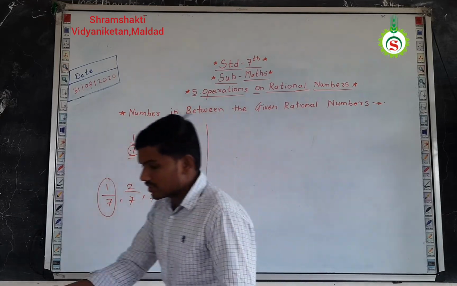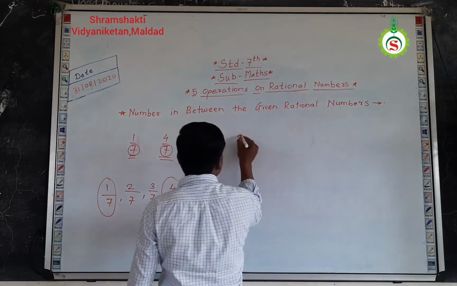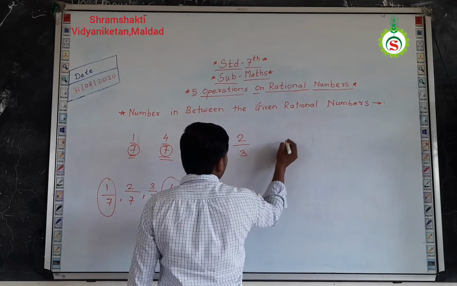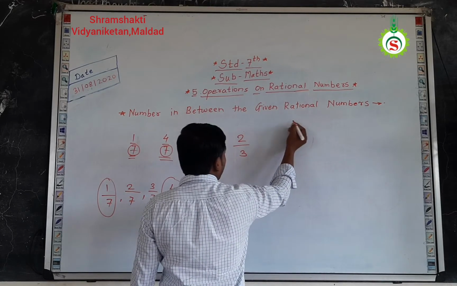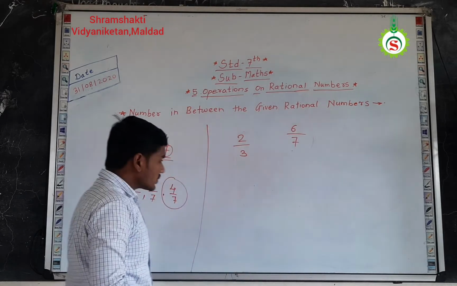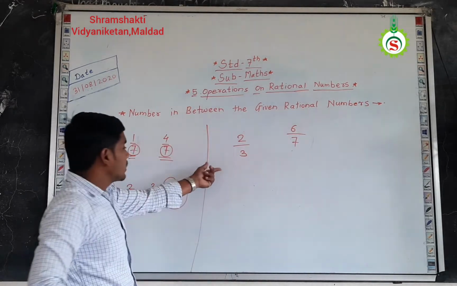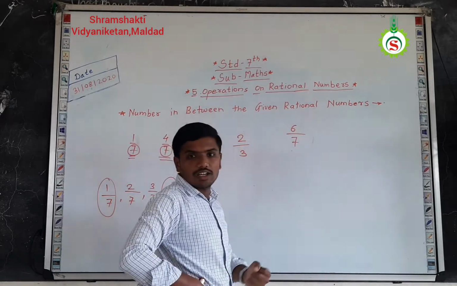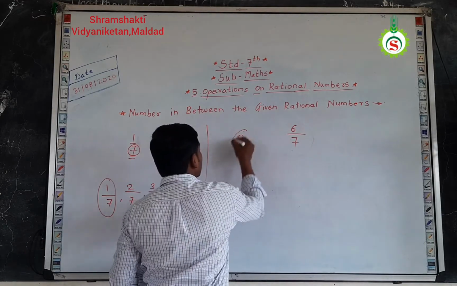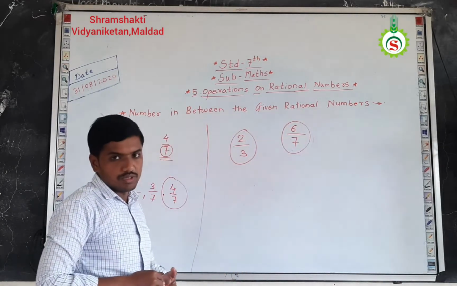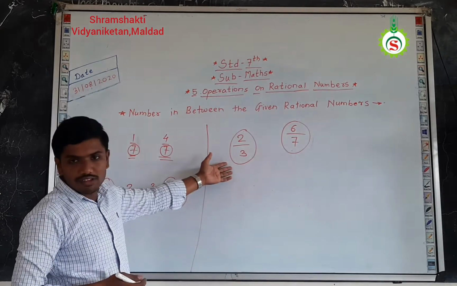Now look, suppose I have the number 2 by 3 and the second number is 6 by 7. First number is 2 by 3, second number is 6 by 7, and I have to find the numbers in between the two rational numbers. Now how will I find them?